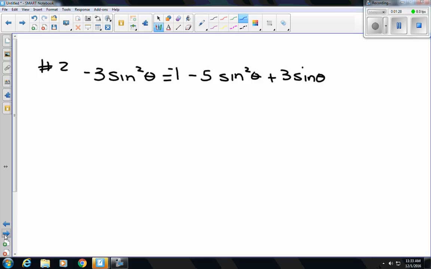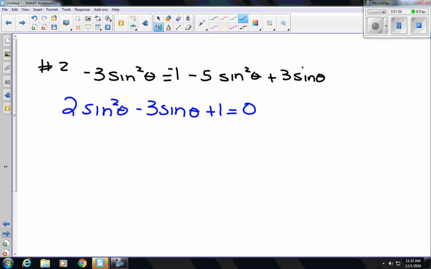All right. Which way should I move? The -3 to the right or the -5 to the left? -5 to the left. So what do I have? 2 sine squared theta. Keep going. Let's just do all the moves at one time. Keep moving everything over. -3 sine theta plus 1.